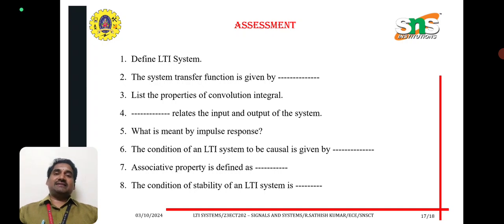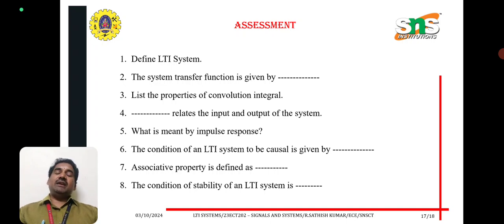Define LTI system, the linear time invariant system, used to identify continuous time systems with the help of differential equation, impulse response, block diagram representation and system variable representation. The system transfer function is given by the ratio of the output to the input: H of s is equal to y of s by x of s. List the properties of the convolution integral: commutative property, associative property and distributive property. Dash relates the input and output of the system differential equation.